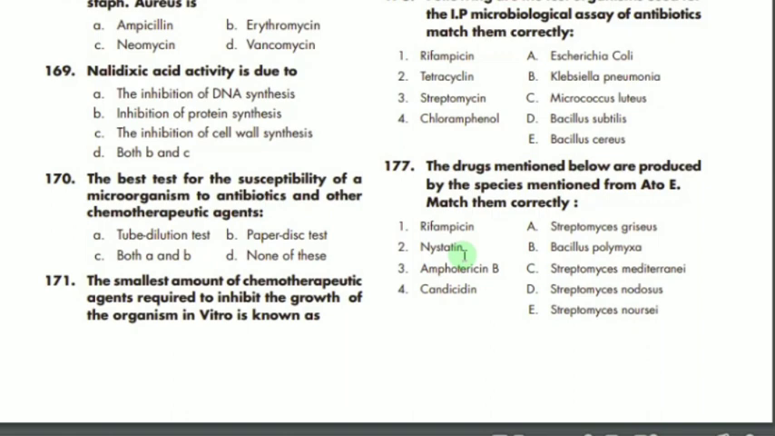Then we have nystatin, which is produced by Streptomyces noursei. So for 2, the correct option is E. Then we have amphotericin B, that is produced from Streptomyces nodosus. So for 3, the correct option is D. Then we have candicidin. Candicidin is actually produced from Bacillus polymyxa. So for 4, the correct option is B.